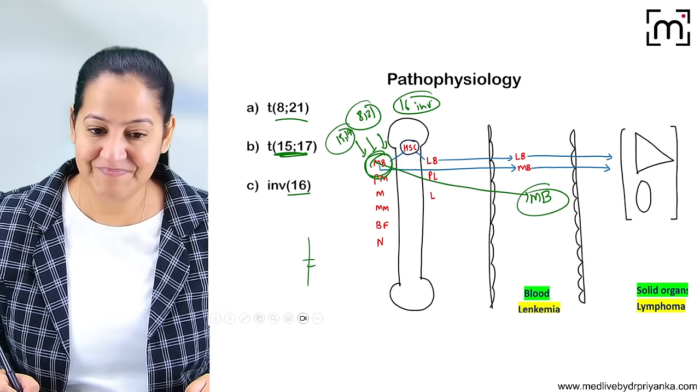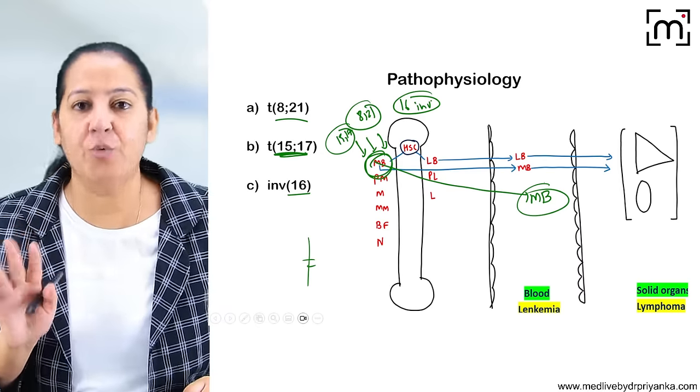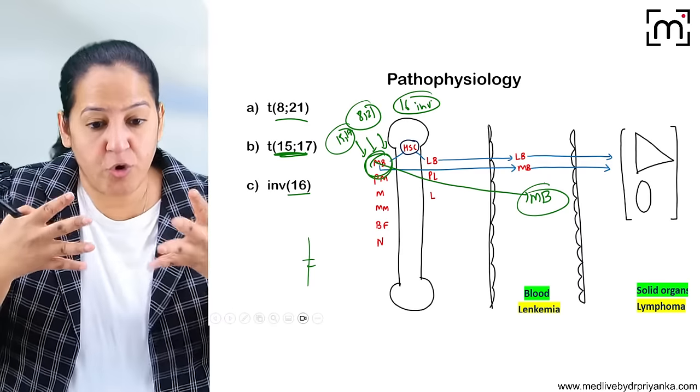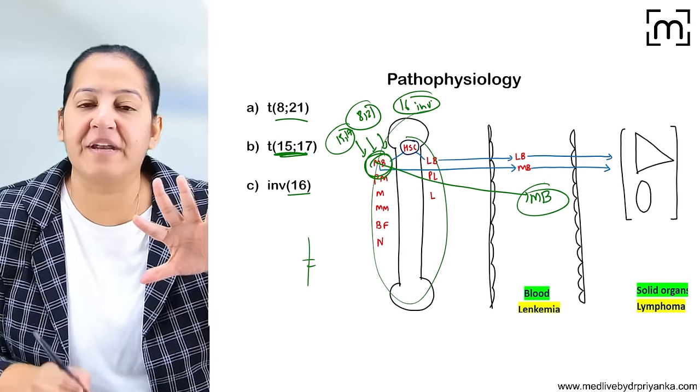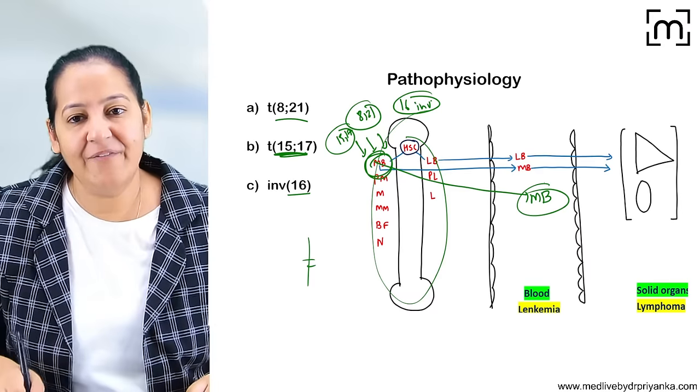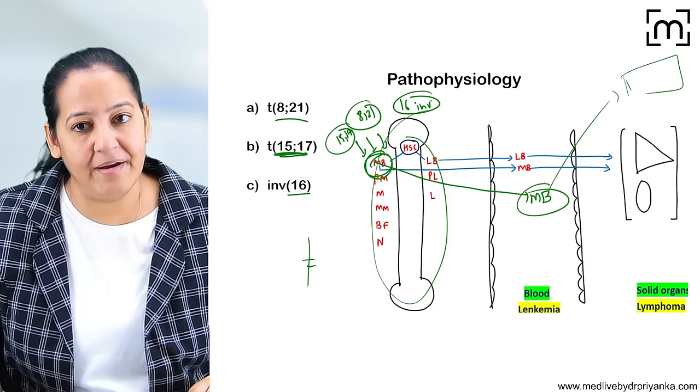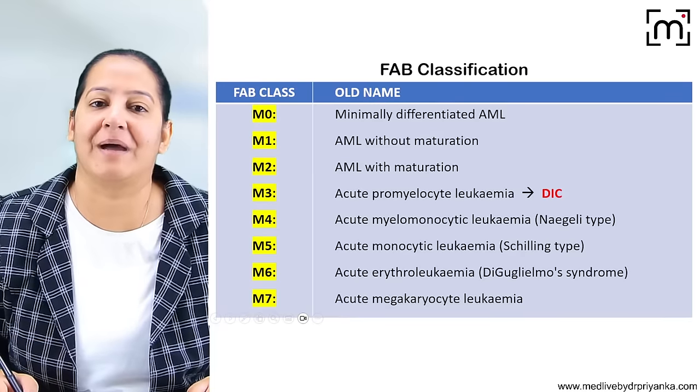How many of you got it? Say yes if you got it. So in AML, only myeloblast is mutated, and that is doing uncontrolled mitosis. So that is filling the marrow completely and spilling over in the blood. So here, if you take the blood sample and make a smear, you will get only one type of cell, that is myeloblast.